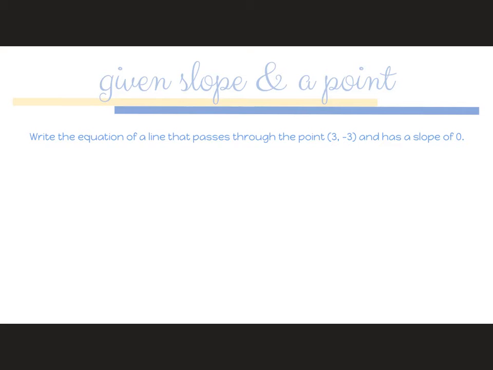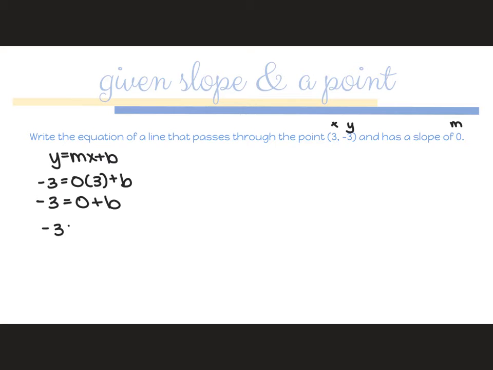This is the last example of given slope and a point. It says write the equation of a line that passes through the point (3, -3) and has a slope of 0. So I would write out my equation. I plug in y, m, and x. I start solving for b. I find out -3 is b. I rewrite, only plugging in my slope and my y-intercept. Remember, I don't really need to write 0x, so y equals -3.